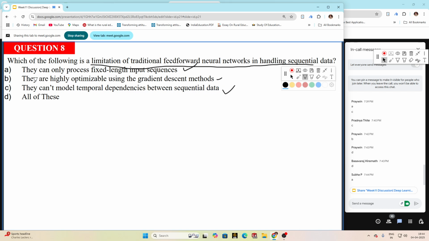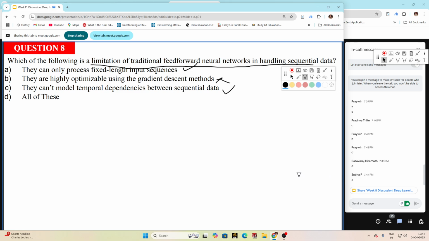What about option B? They are highly optimizable using the gradient descent methods. So we cannot say that is a limitation. The gradient descent we are using here also, right? We are using the same thing, back propagation. So I don't think B is the limitation. B is a good point, not a limitation of a feed-forward neural network.